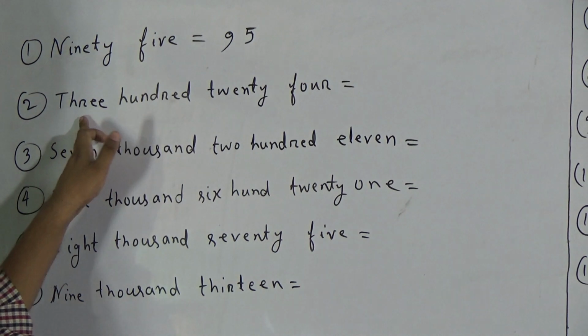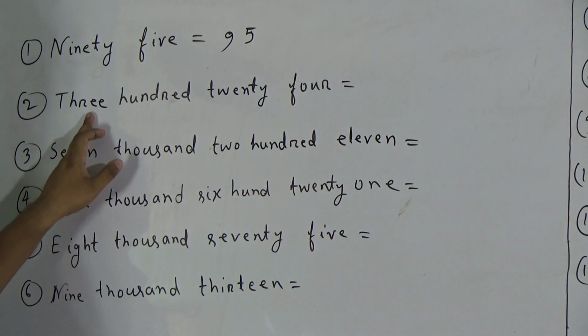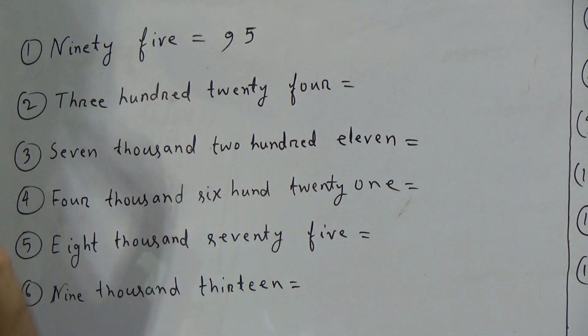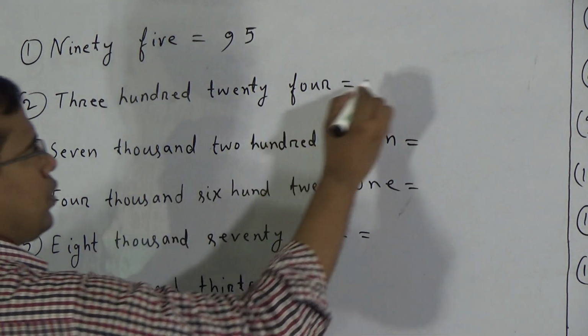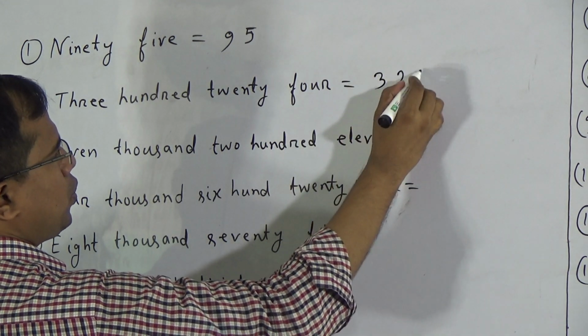Now number two, 324. 3, 2, 4. Total 3 places. In the hundreds place we will write 3. In the tens place we will write 20, and in the ones place we will write 4. 3, 2, 4.